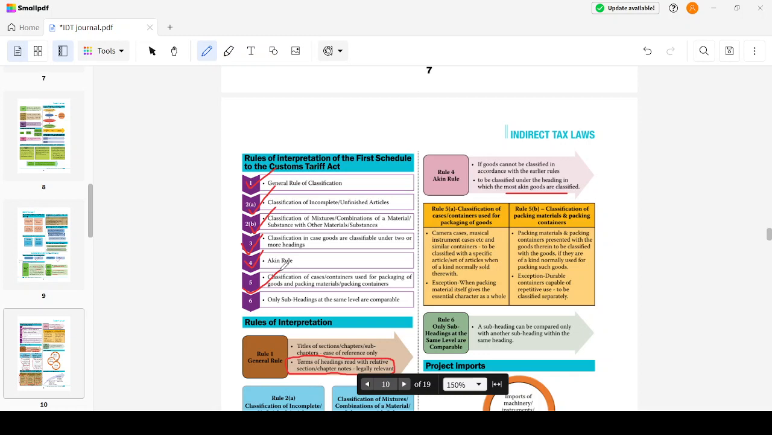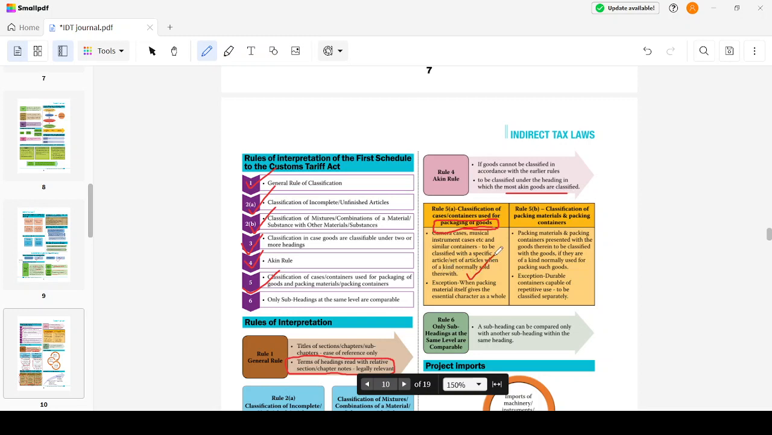Boxes, right? So that will be known as classification of cases or containers used for packaging of goods. First, you are going to classify the goods or containers. I mean, cases or containers used for packaging of goods, camera cases, musical instrument cases, and similar containers to be classified with the specific article, set of articles, when of a kind normally sold with them.